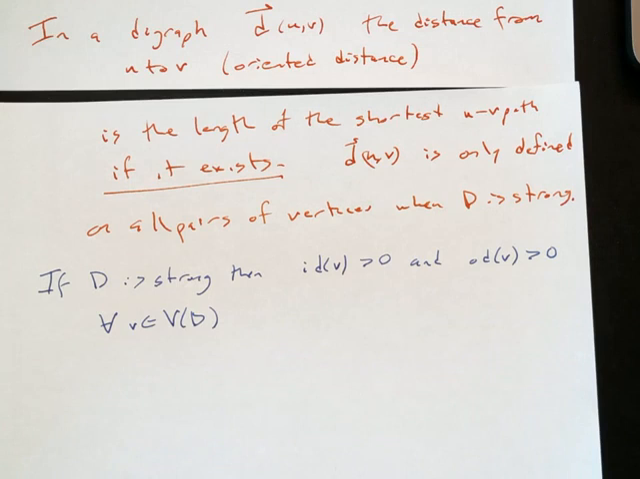I might be able to get from U to V, but not be able to get back from V to U. Even though I get in and out of everything, I might be stuck somewhere. Page 164.